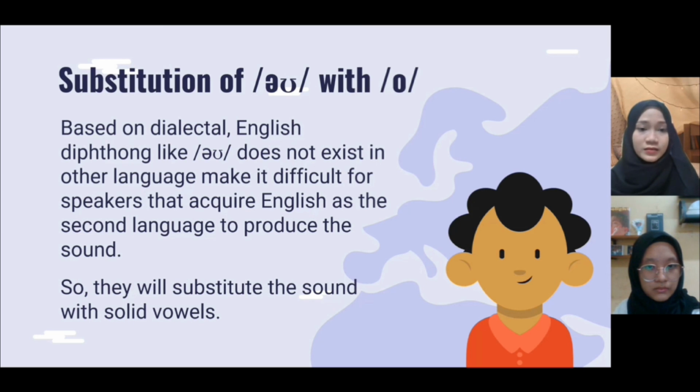Next slide. And the last one is the substitution of diphthong o with o. Based on dialectal features, English diphthongs like o do not exist in other languages, making it difficult for speakers who acquire English as a second language to produce the sound. So they will substitute the sound with solid vowels, and this process is known as monophthongization.